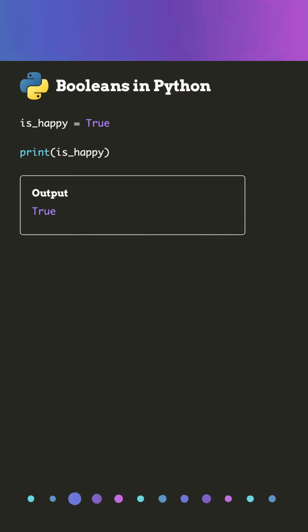Let's start with creating Boolean variables. Assigning true or false to a variable is straightforward. Here we create a Boolean variable called isHappy and assign true to it.